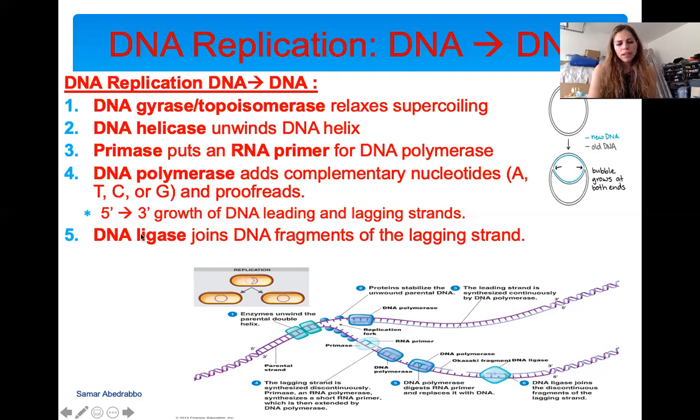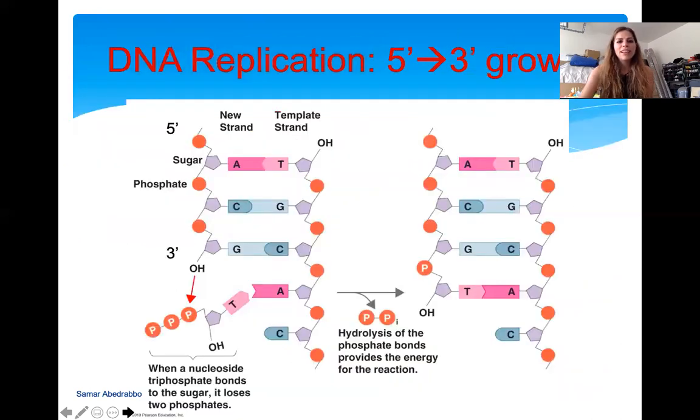And then finally, DNA ligase is the enzyme that will join the fragments together, because one strand is the leading strand and one strand is the lagging strand. This image is from your textbook. It shows all the enzymes and the order of things involved, but this is the summary of what I want you to know. Then we'll talk about the lagging strand and the leading strand.